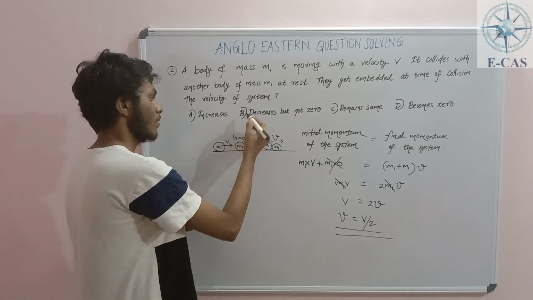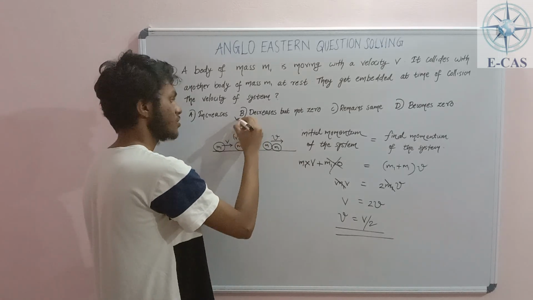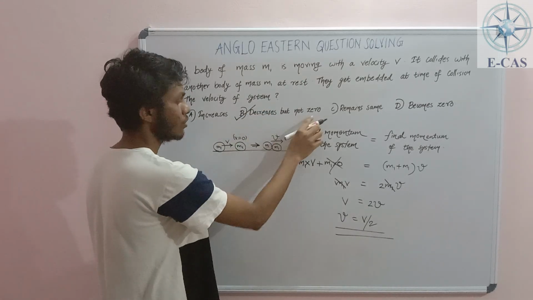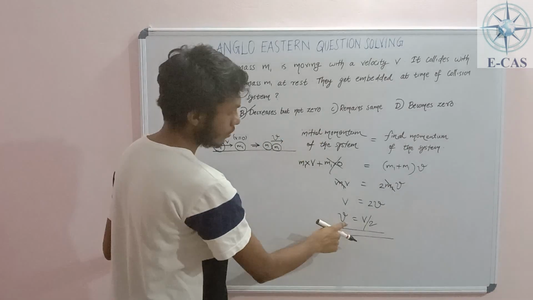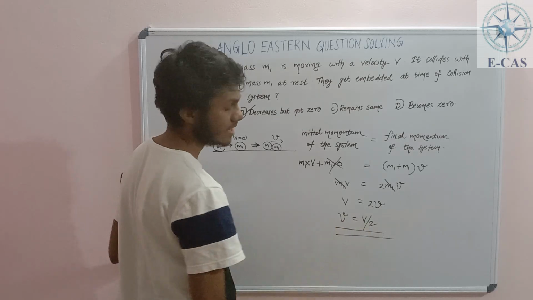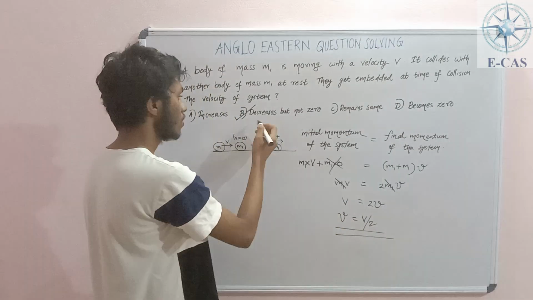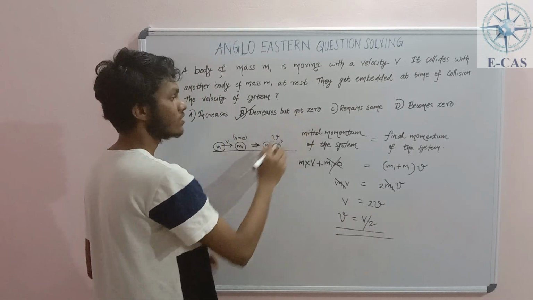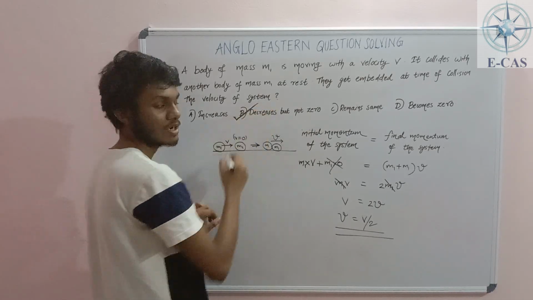So the correct answer will be option D, decreases but not 0. The value of V is v by 2, which is less than the initial value. So the velocity decreases but not 0. The answer will be option B.